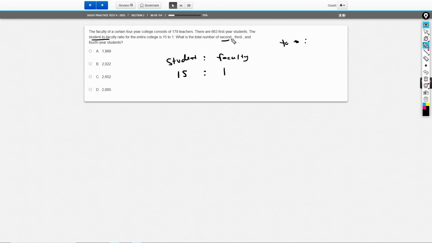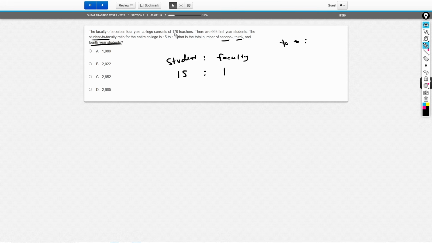What is the total number of second, third, and fourth year students? So first of all, I don't know the number of total students, right? I want to find the total number of second, third, and fourth year students. I only know the number of first year students. So obviously, the key here has to deal with the teachers. I know that the ratio of students to faculty is 15 to 1. Guess what? We're doing this again. This entire test, I feel like, is just proportions.